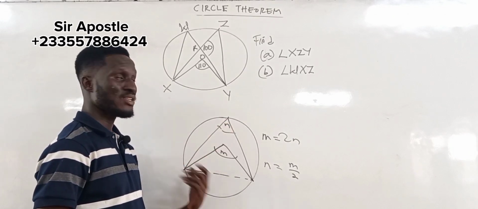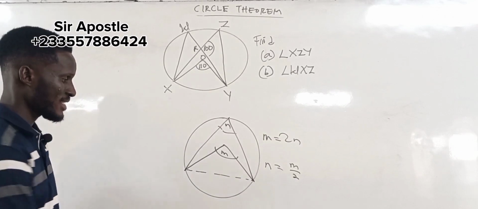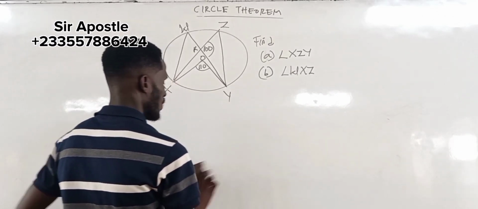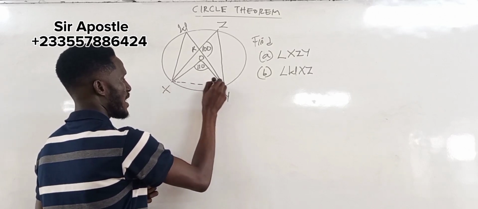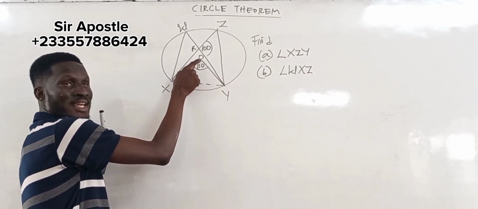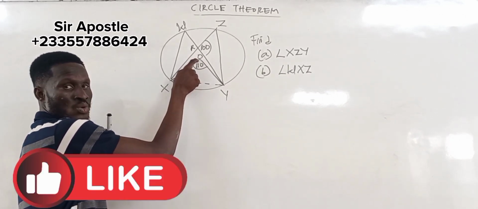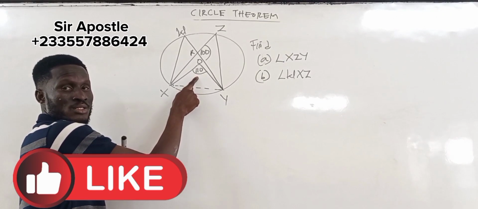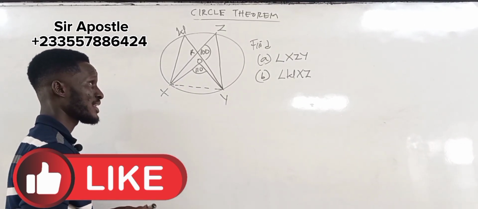We are applying this rule to solve this question. Now, where is our chord? With this one, I'm going to use the chord XY. So this is my chord XY, and it forms an angle at the center. The center is O. So X and Y subtend to form an angle at O, and the angle formed there is 110.